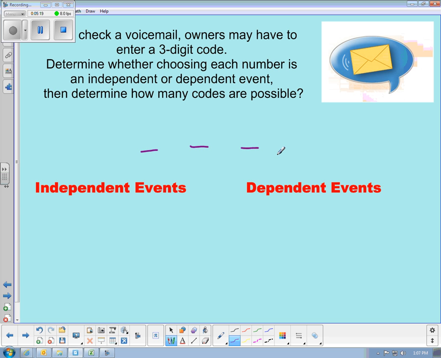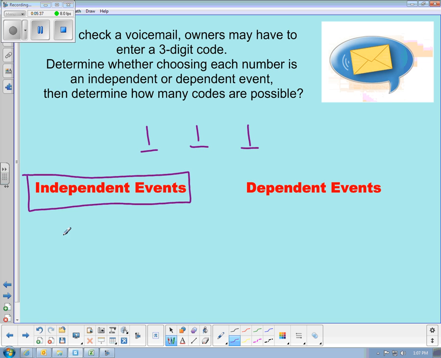Does the number that I picked in the first spot affect the second spot? Well, in this case, no, it doesn't. I could pick a code that's 111. I can repeat the ones, I'm allowed to, and that one didn't affect this one, and this one didn't affect that one. These are independent events again.